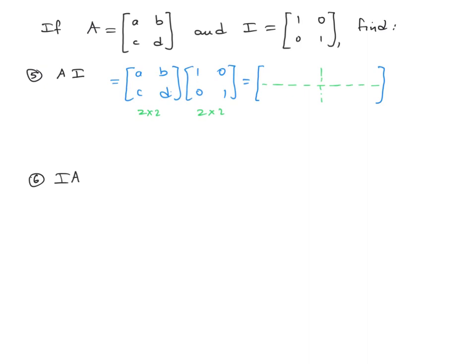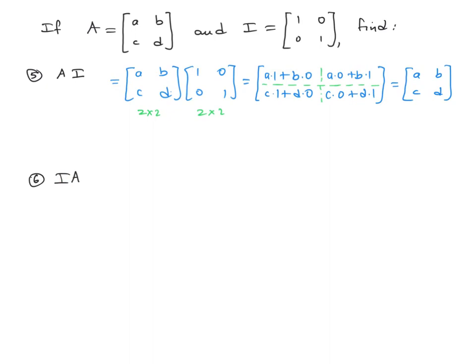Okay, so the first row, first column entry will be first row times first column: A times 1 plus B times 0. And then the first row, second column, first row times second column: A times 0 plus B times 1. And then the second row, first column would be C times 1 plus D times 0. And then the second row, second column would be C times 0 plus D times 1. And when you simplify that, you end up with A, B, C, D, which was the original A matrix. So I have basically done nothing by multiplying A times the I matrix. I just got the A matrix back.